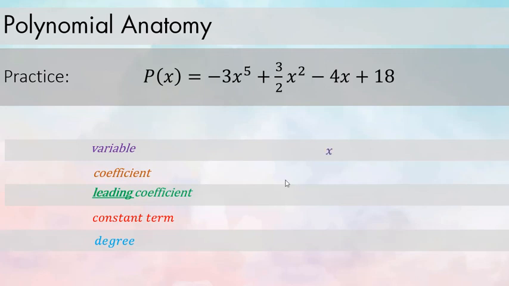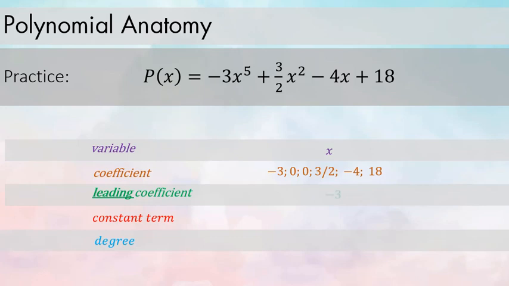The coefficients: negative 3, and because we do not have x to the power of 4, the coefficient for that will be 0. Again, we do not have the term x to the power of 3, so the coefficient for that will be 0. And now we have 3 over 2 as the coefficient for x squared, negative 4 next, and finally we have 18.